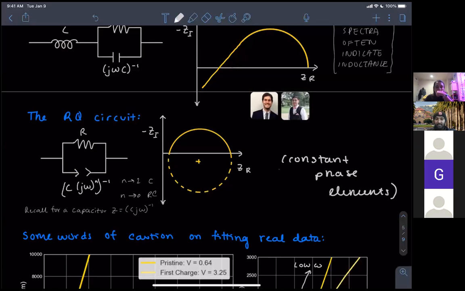If n is 0, it's just a resistor. It's an RC circuit then, no? Oh yeah, yes, okay. 0.5 is what people particularly see in a really messed up, distributed circuit.